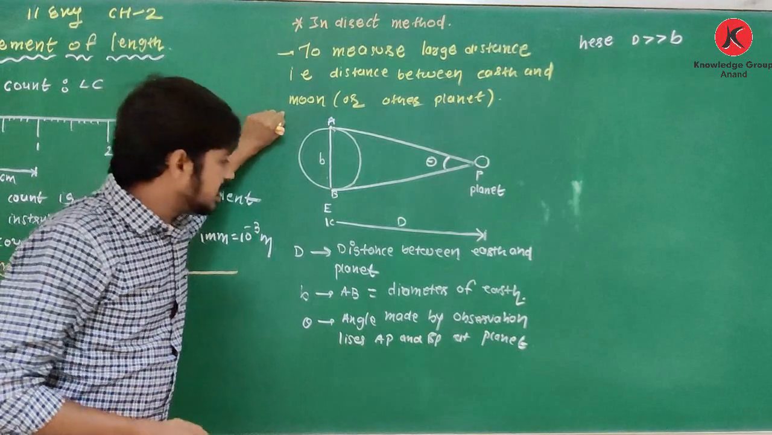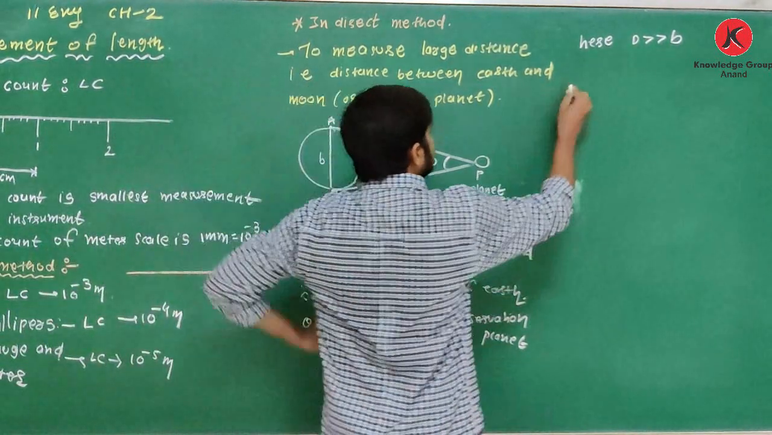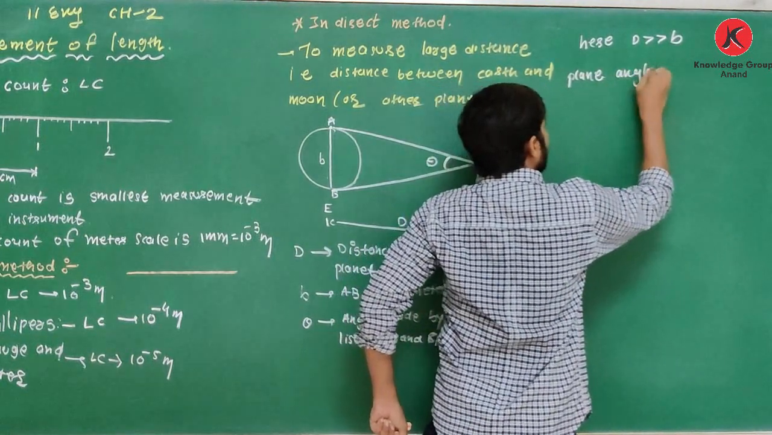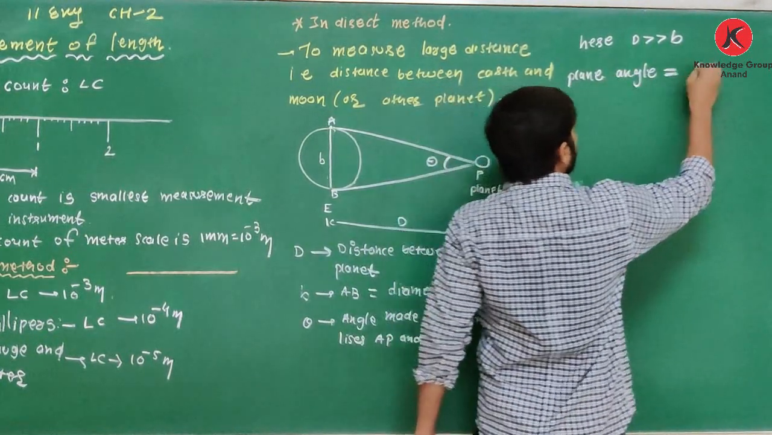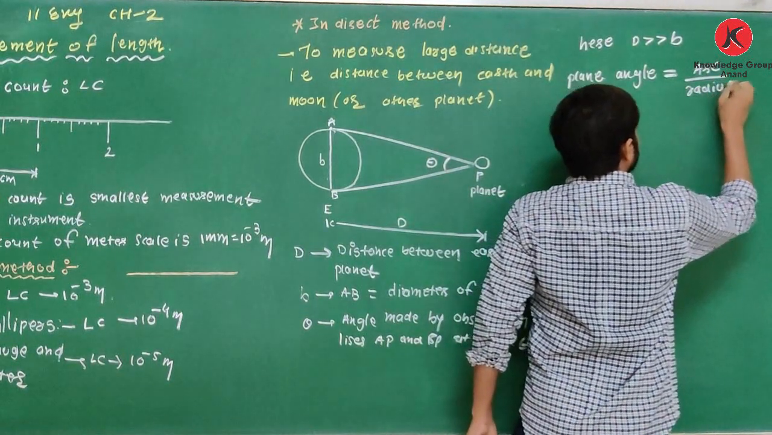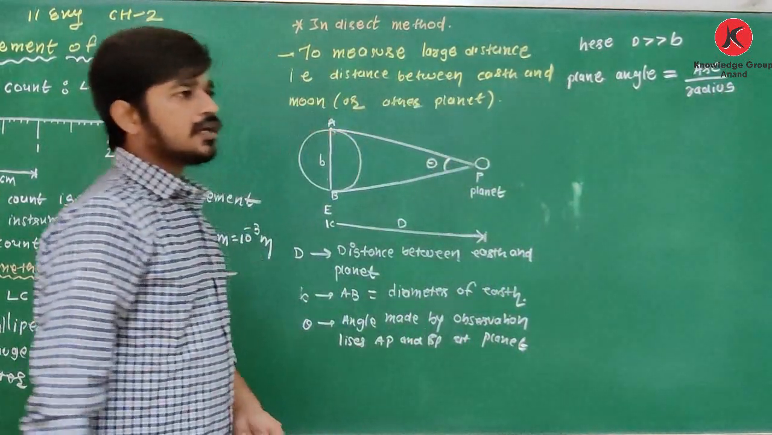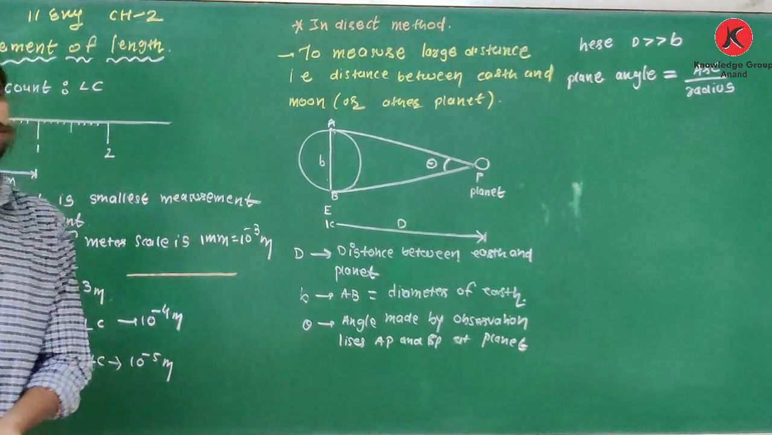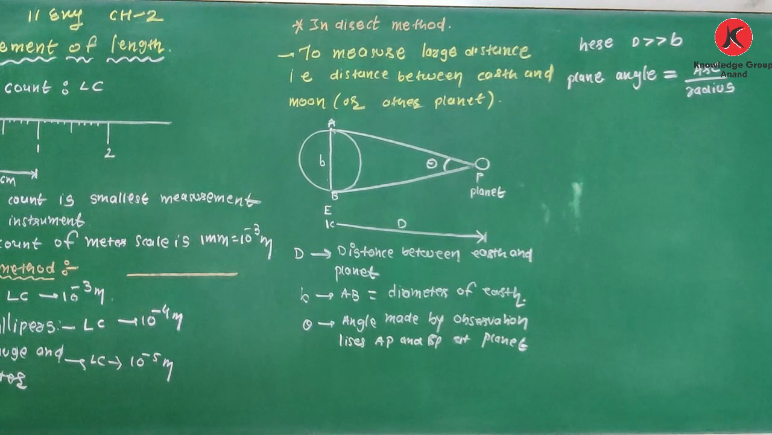So in these circumstances, now we have to use one definition that we discussed in the last lecture. That is plane angle. What is plane angle? Plane angle is equal to arc upon radius. So how to find it with the help of this? See. Now, plane angle is equal to arc upon radius.